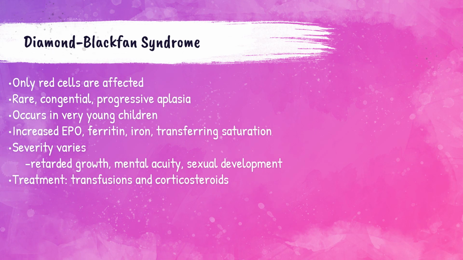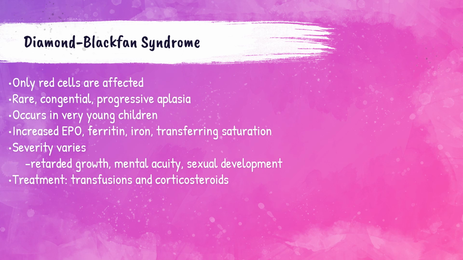Diamond-Blackfan syndrome is a disorder that causes pure red cell aplasia. All right, so now we've gone from these pancytopenia, aplastic anemias to this pure red cell aplasia, which is Diamond-Blackfan syndrome. So only the erythroid lineage is going to be affected here. So this is just red blood cells being decreased. So this is a rare congenital and unfortunately progressive aplasia occurring in very young children.